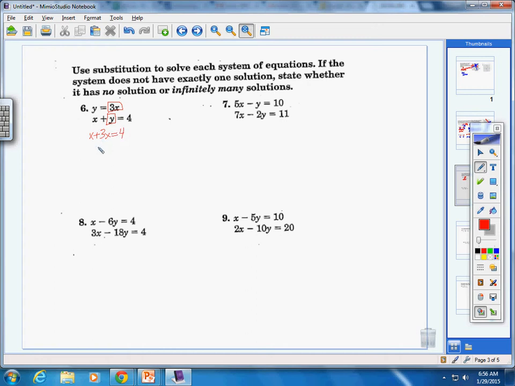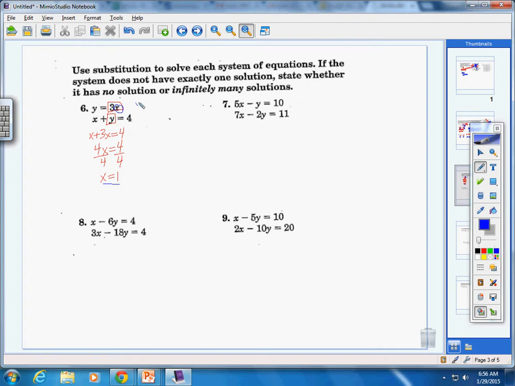Now all we have to do is simplify. x plus 3x is 4x. That equals 4. And if you divide by 4, x is going to be equal to 1. That was step 2 right there. We substituted in, and then we solved for x. Now, step 3 says take this value, plug it back in to one of our original equations for x, and that will give us y.